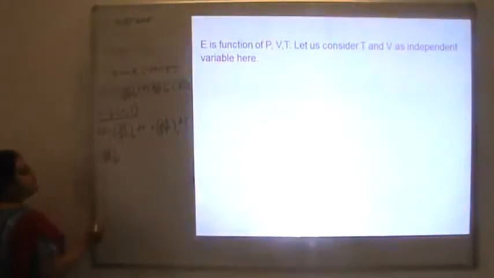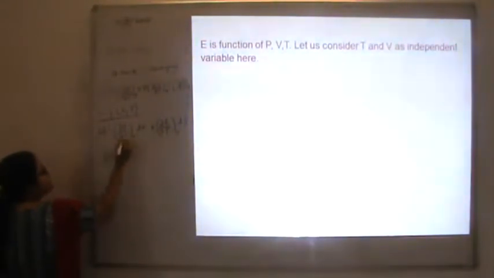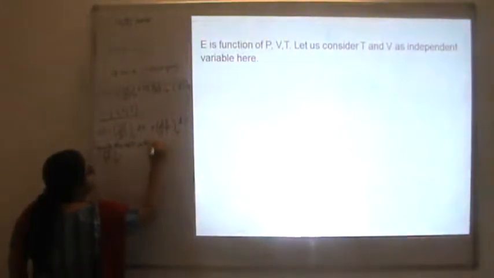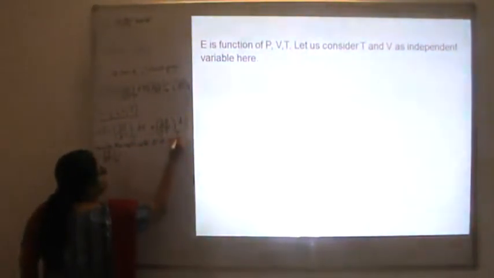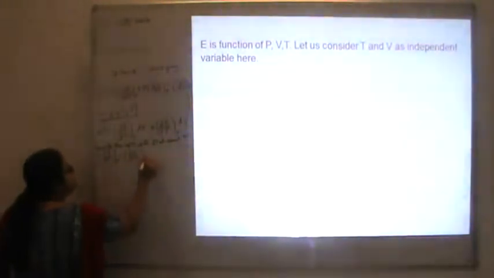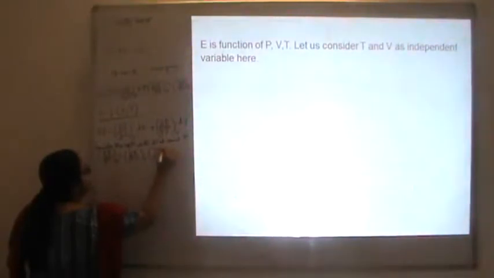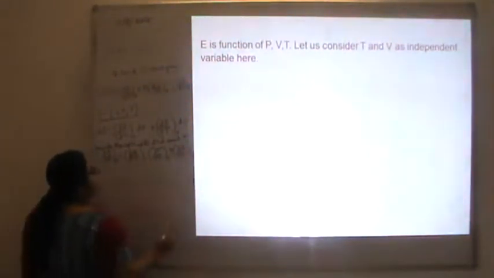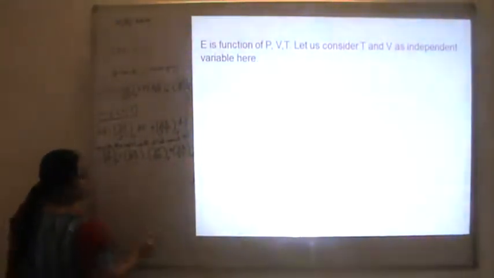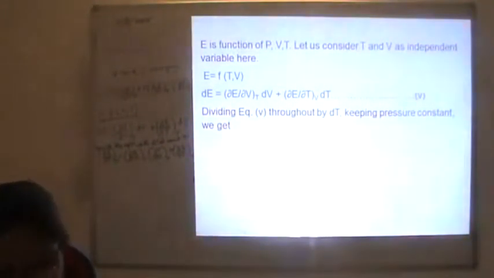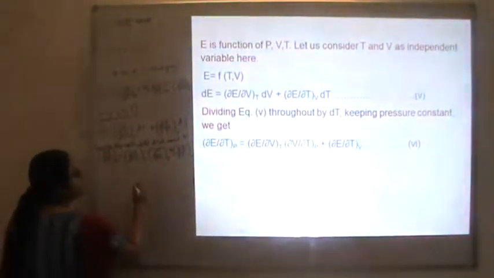If we divide this equation by dT at constant P, what do we get? Del E by del V at constant T, del V by del T at constant P, plus del E by del T at constant V. So this is the equation, equation number 5. Sorry, this is equation number 6.